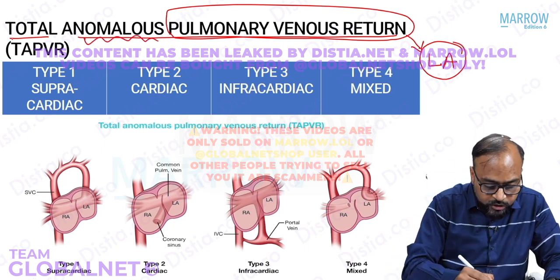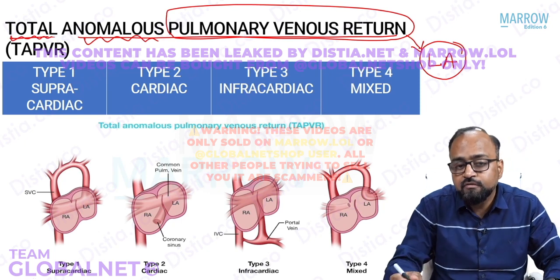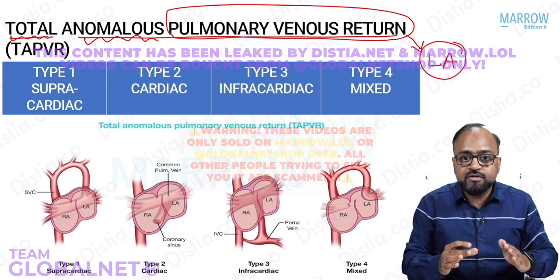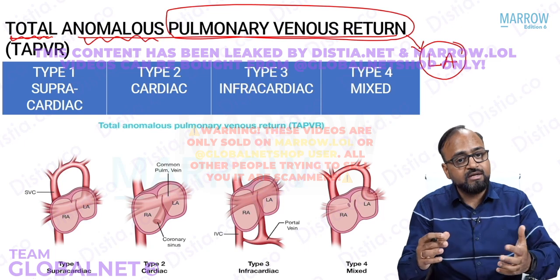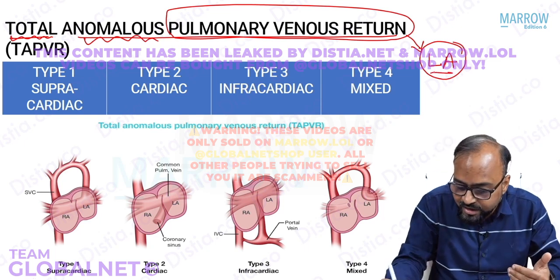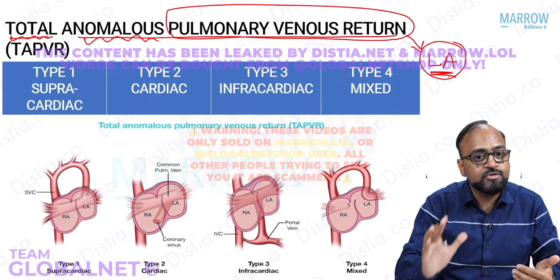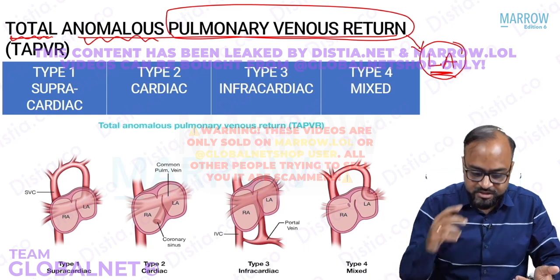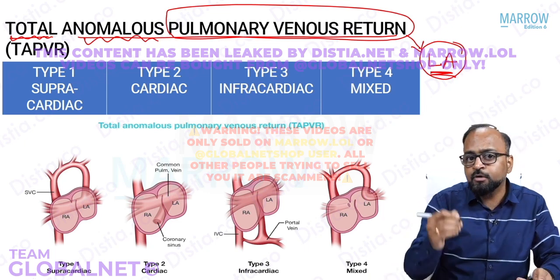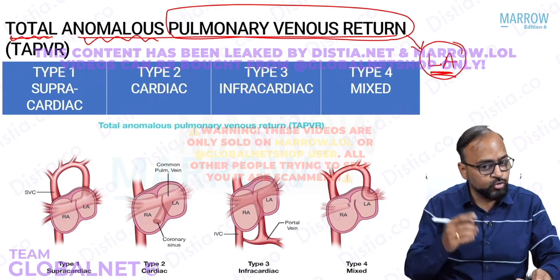When is it called total and when is it called partial? When all the four pulmonary veins drain in an anomalous manner at an abnormal site other than LA, it is called total anomalous pulmonary venous return. What is partial? We'll see that when we go ahead. So depending upon where they drain, it could be various types.